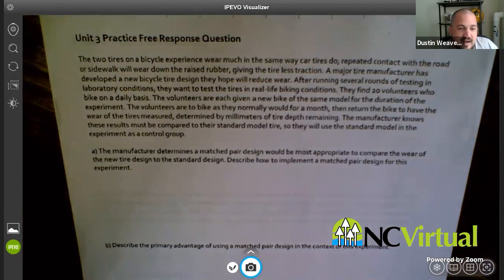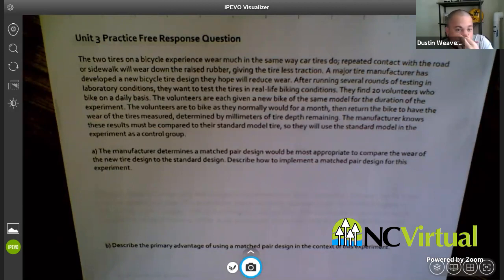The volunteers are to bike as they normally would for a month, then return the bike to have the wear of the tires measured, determined by millimeters of tire depth remaining. The manufacturer knows these results must be compared to their standard model tire, so they will use the standard model in the experiment as a control group. A, the manufacturer determines a matched pair design would be most appropriate to compare the wear of the new tire to the standard tire. Describe how to implement a matched pair design.